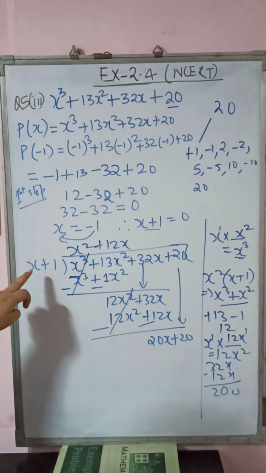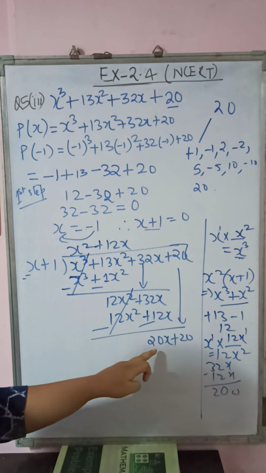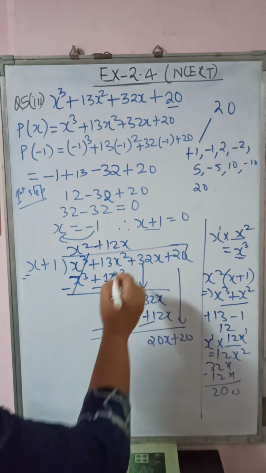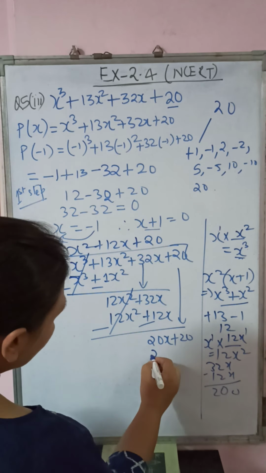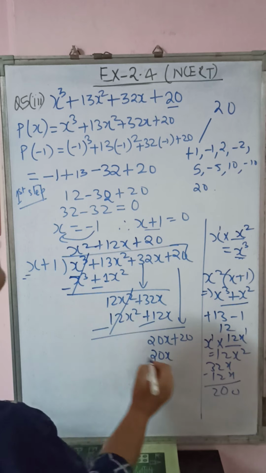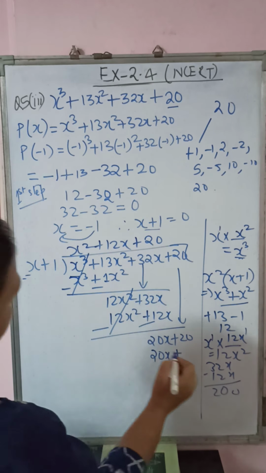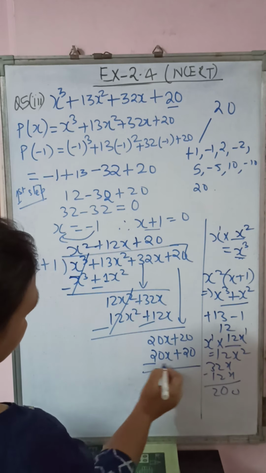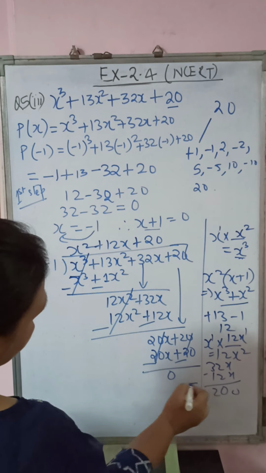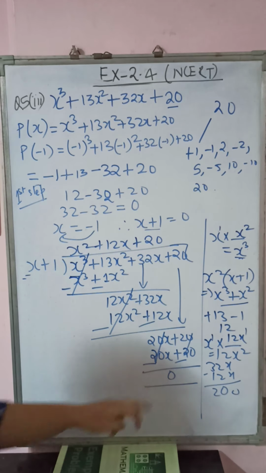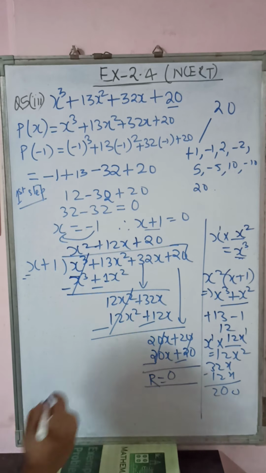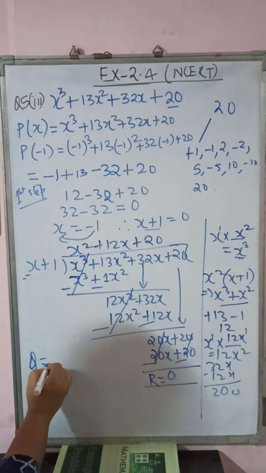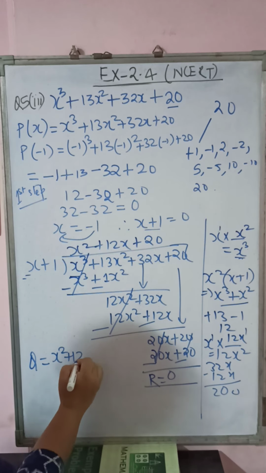Again very simple. x should be multiplied by which term so that you get 20x? So x should be multiplied by plus 20. Now 20 into x, 20x, plus into plus, plus, 20 into 1, 20. Now again change the sign because you want to cancel. Now here we got remainder as 0. So our work is done. Now what is the quotient we got here? So the quotient is x square plus 12x plus 20.